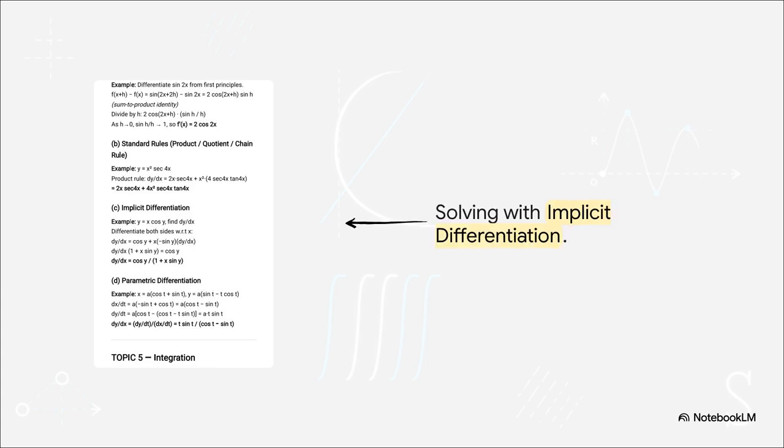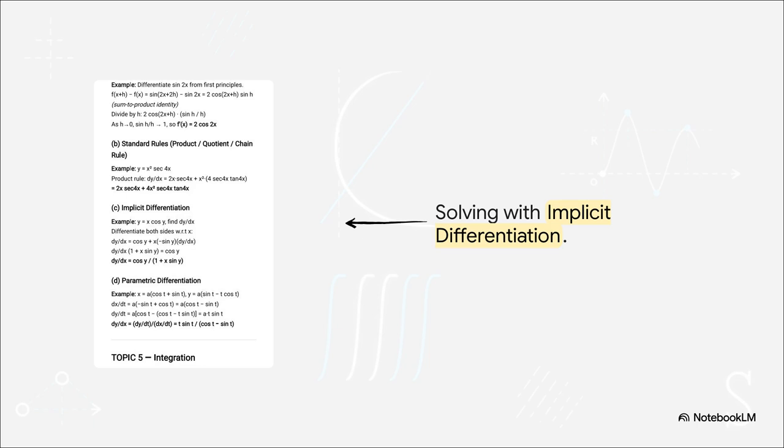Now, what about implicit differentiation? That's used when your x and y are all tangled together. Take y equals x cosine y. We differentiate both sides with respect to x. The left side simply becomes dy by dx. On the right, we use the product rule.